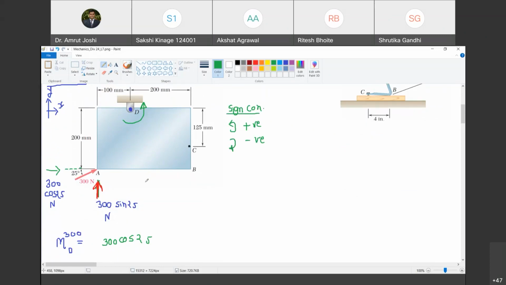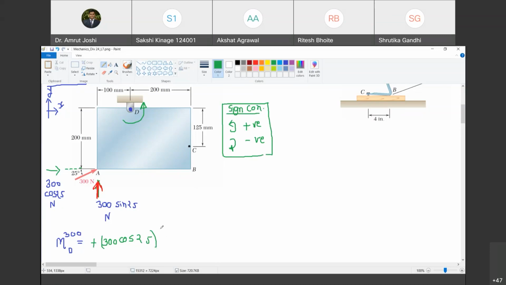Yes, sir. This is the sign convention that we will follow throughout our interactions. Anti-clockwise movement is positive and clockwise movement is negative. 300 cos 25 causes anti-clockwise movement at D. Therefore, I am going to give it a sign of plus. Are you with me? Yes, sir.